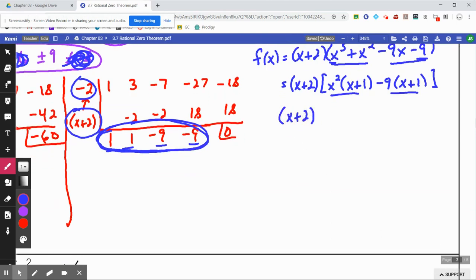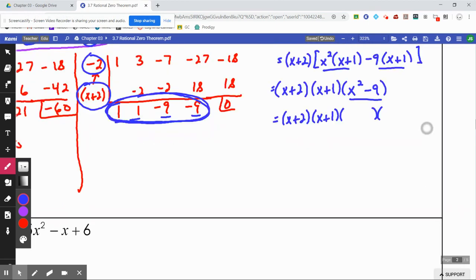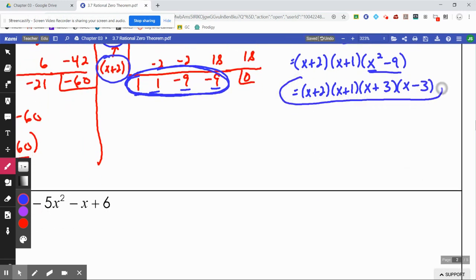Bring this x plus 2 down. We're going to factor the x plus 1 out of both of those, and you're left with an x squared minus 9. Again, the old methods. Bring down x plus 2, bring down x plus 1, and now let's break this apart. x squared minus 9 is a difference of squares, which factors into conjugates. x times itself gives you x squared, 3 times itself gives you 9. So there is your factored form. F of x is equal to this.